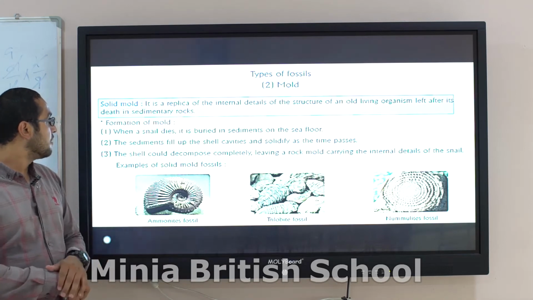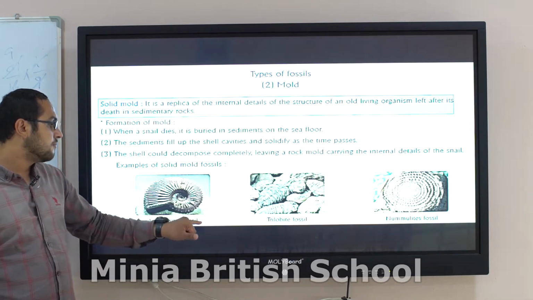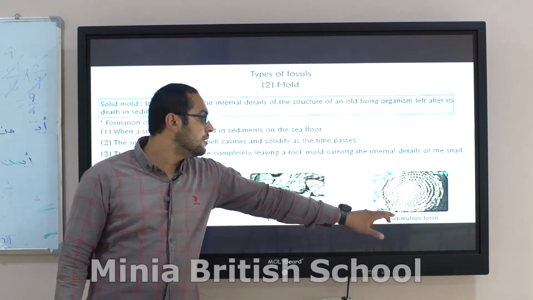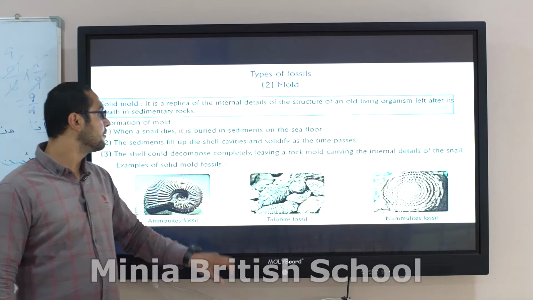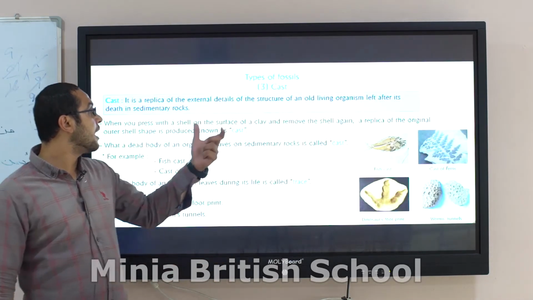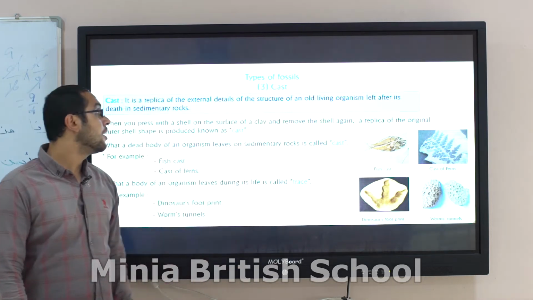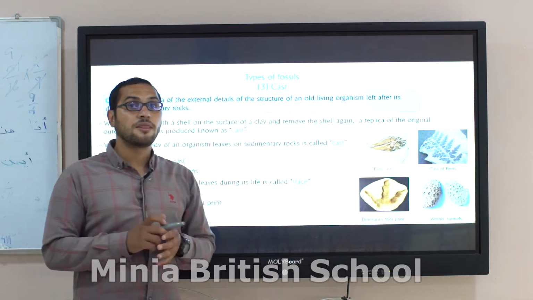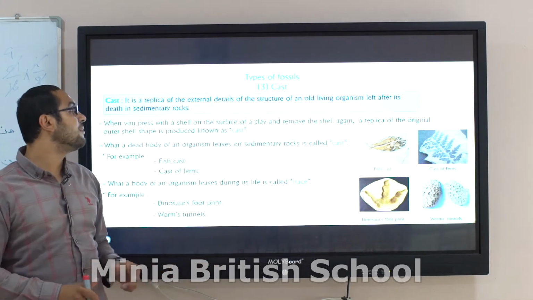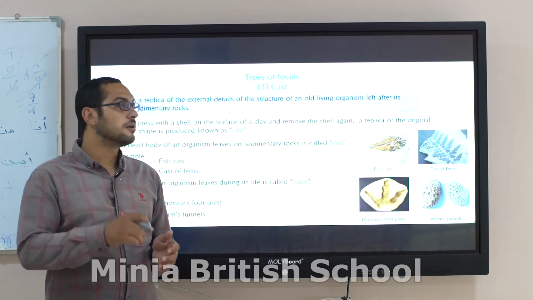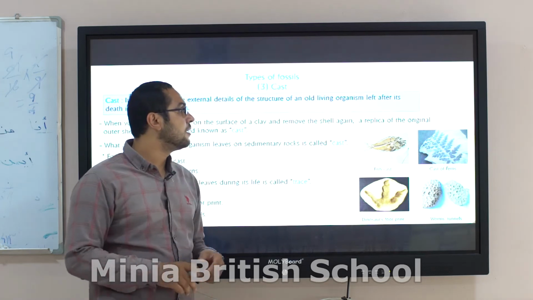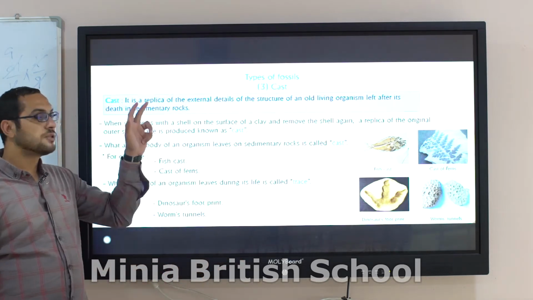For example, ammonite fossil, trilobite fossil, nemolite fossil. The third type is cast. By the way, the cast is the opposite of the mold. Why? Because the cast is a replica of the external details of the structure of an old living organism after its death in sedimentary rocks.